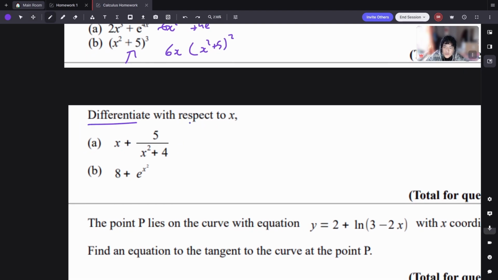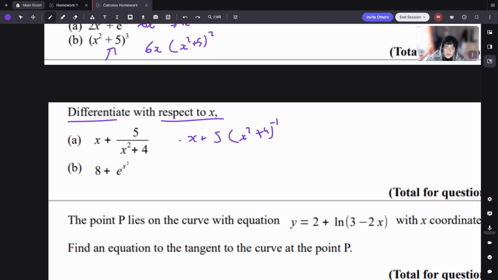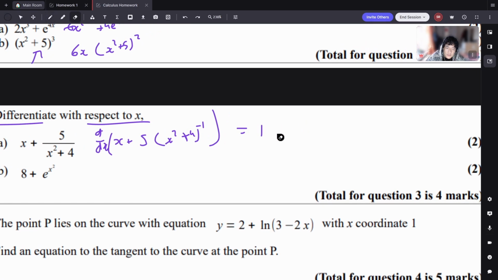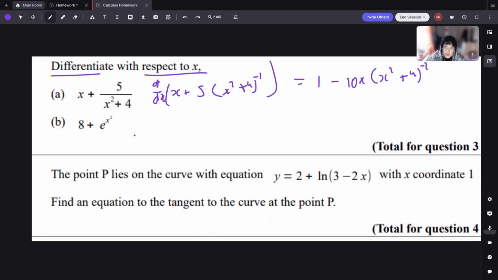So differentiate with respect to x, so this one here, this is x plus 5 times x squared plus 4 to the power of minus 1. So then from here, the d/dx of this equals, well, it's going to be minus 5 times 2x, so minus 10x, times x squared plus 4 to the power of minus 2. And this one here, super simple, this cancels out, so we just get left with 2x e to the x squared, and that's it.